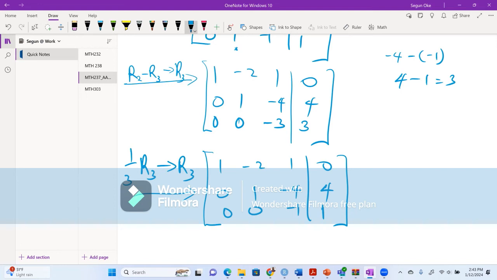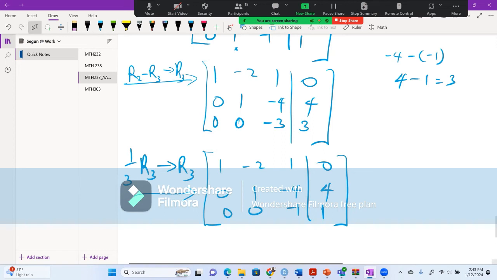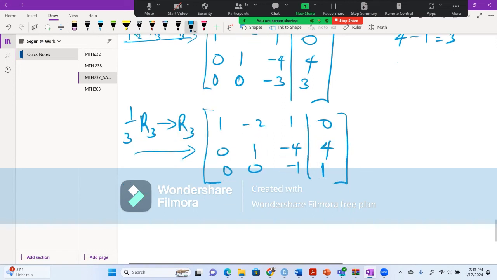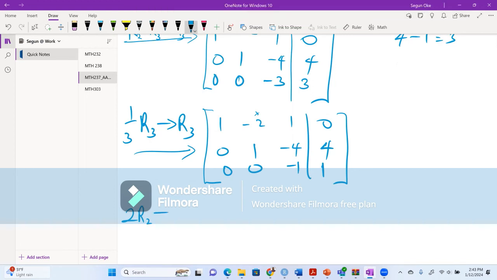I can reduce further if I don't want to pass through back substitution. How do I do that? You agree with me if I say that 2R2 plus R1, because I need to eliminate this guy too. I can do that. 2R2 plus R1 will lead to my new R1. So 2R2 plus R1, new R1, let's do that.